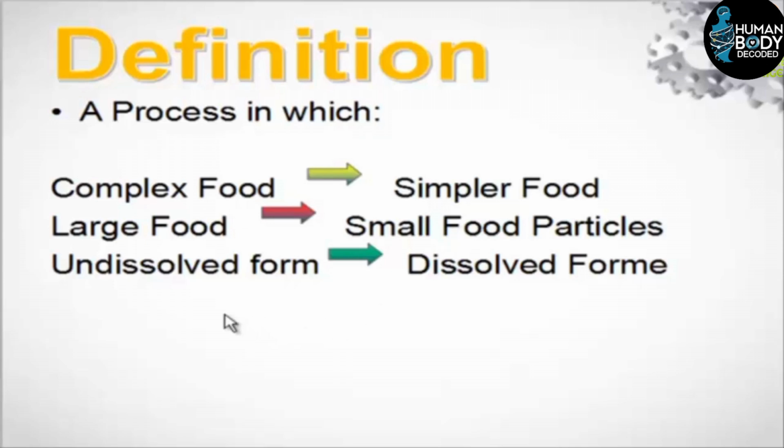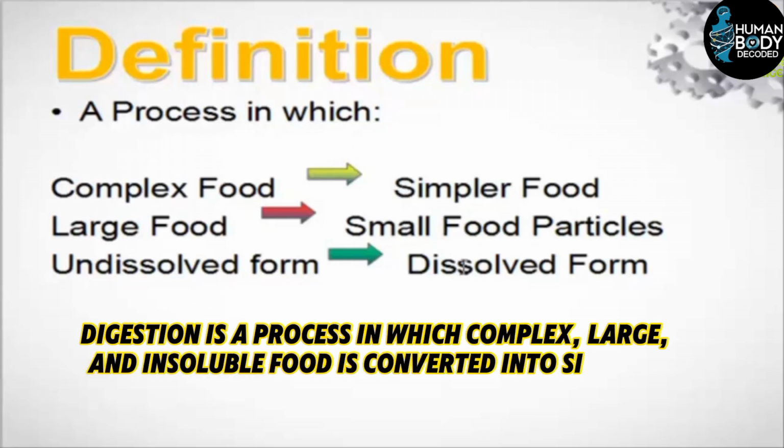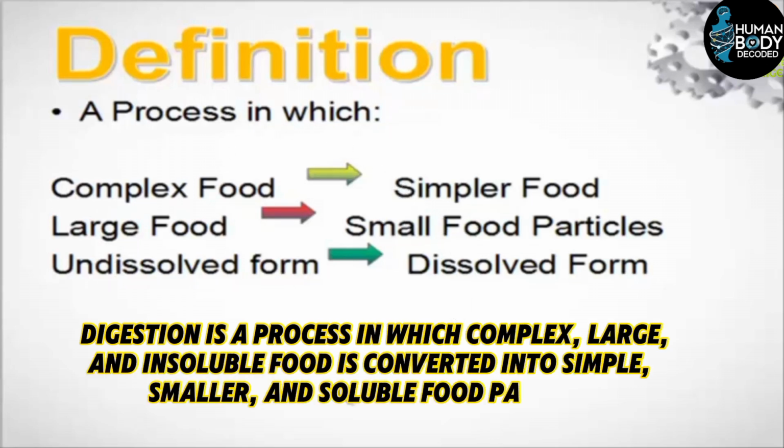That's the second point. The third point is that the food we eat is in an insoluble form, so our body converts it into a dissolved form. In this way, digestion is completed. So here's a simplified definition. Digestion is a process in which complex, large, and insoluble food is converted into simple, smaller, and soluble food particles.